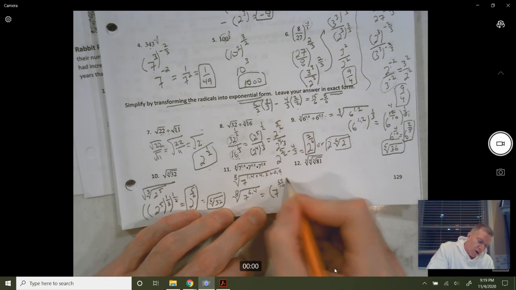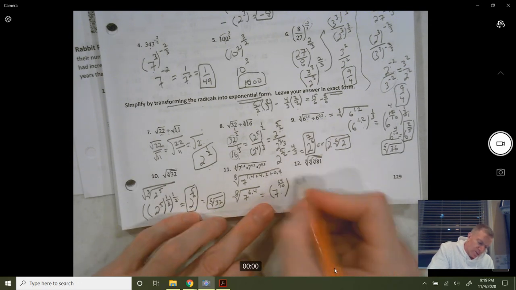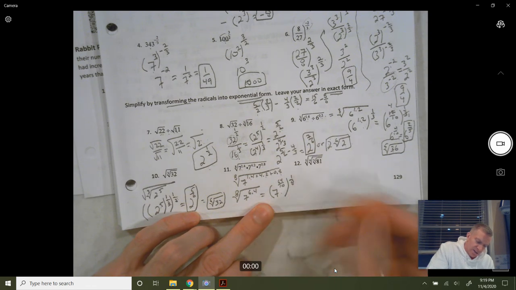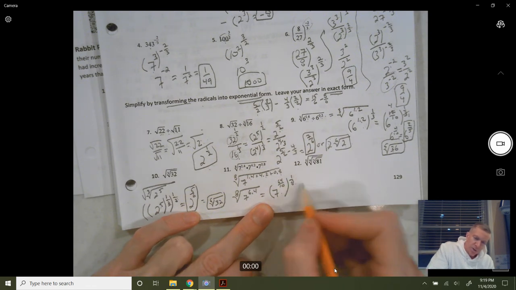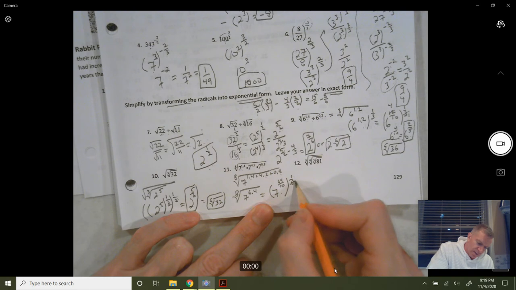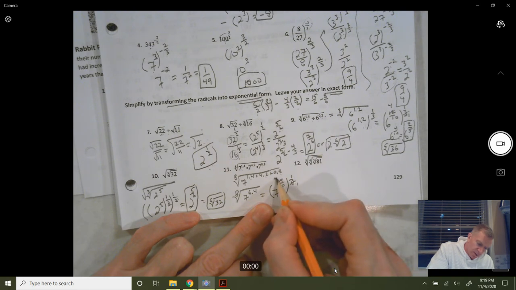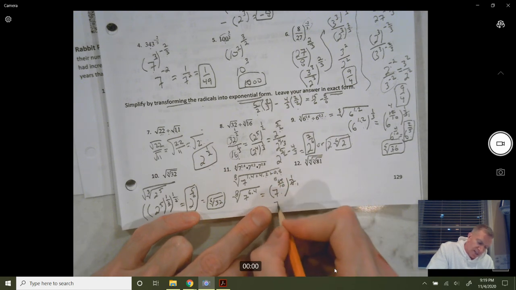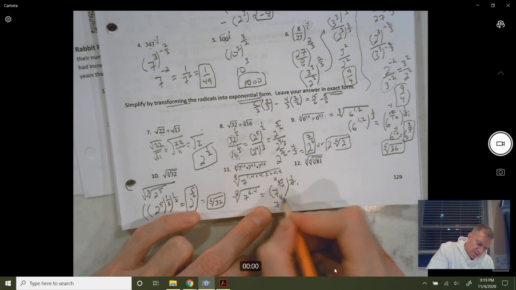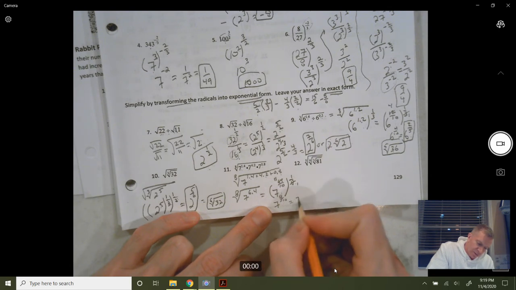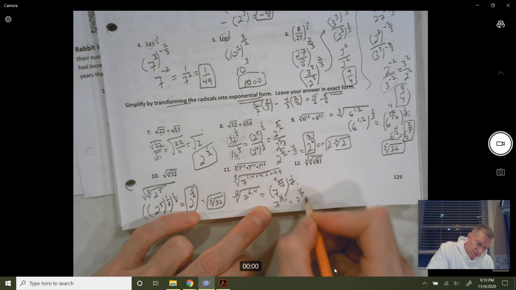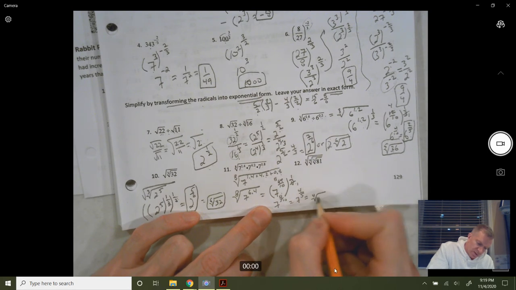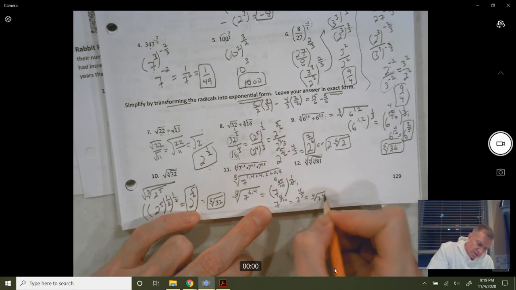And that's all underneath an eighth root, so raised to the 1/8. It's kind of convenient, we multiply the exponents, the 8 and the 64 reduce. So I've got 7 to the 8/10, or 7 to the 4/5, which would be the fifth root of 7 to the 4th.